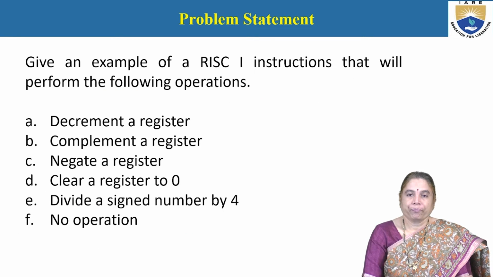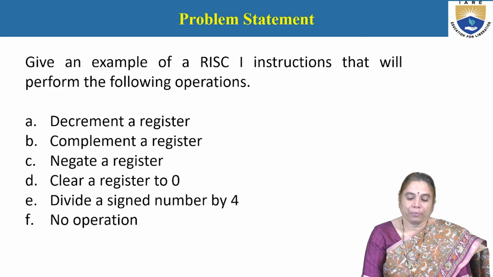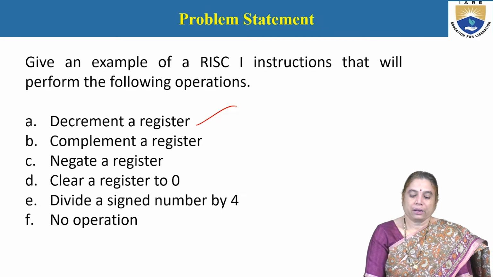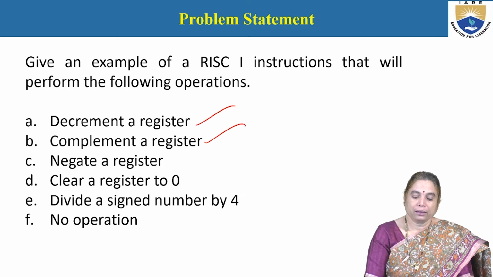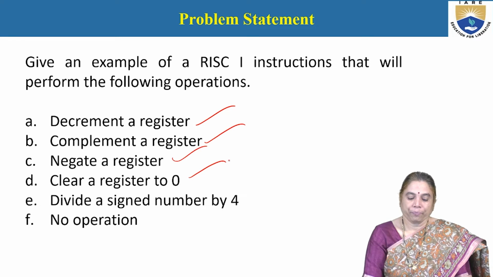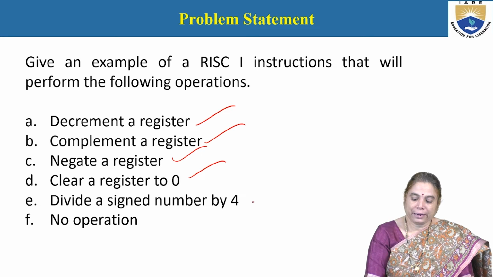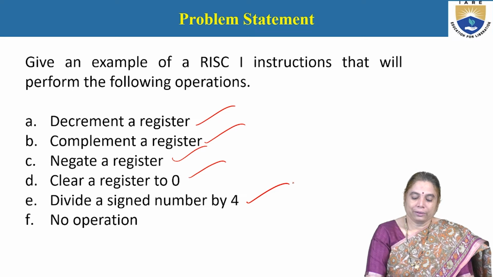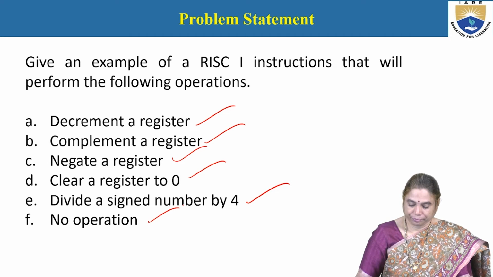Next problem. Give an example of RISC-1 instructions that will perform the following operations. First option is decrement a register. Second option, complement a register. Third one, negate a register. Next one, clear a register to 0. Next, divide a signed number by 4. Next, no operation.